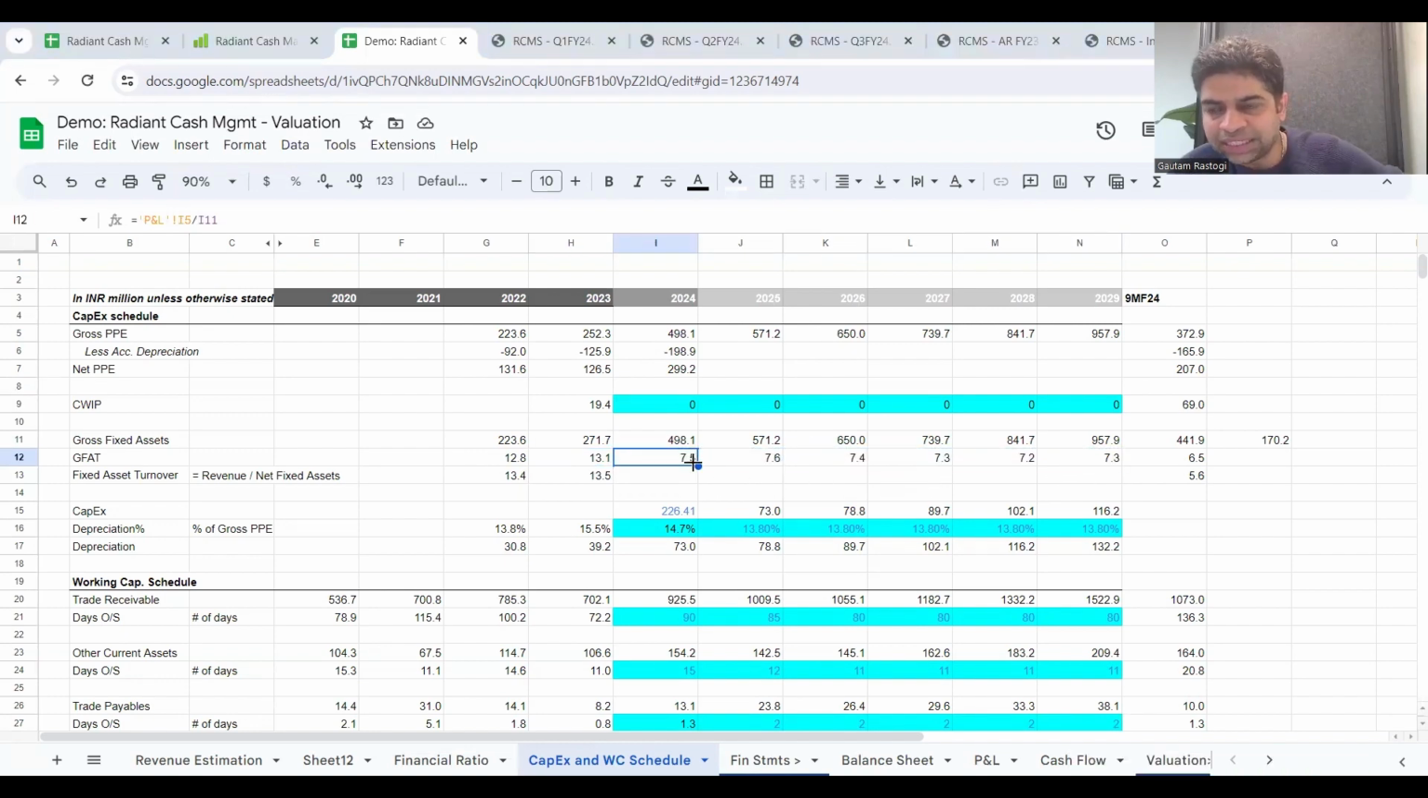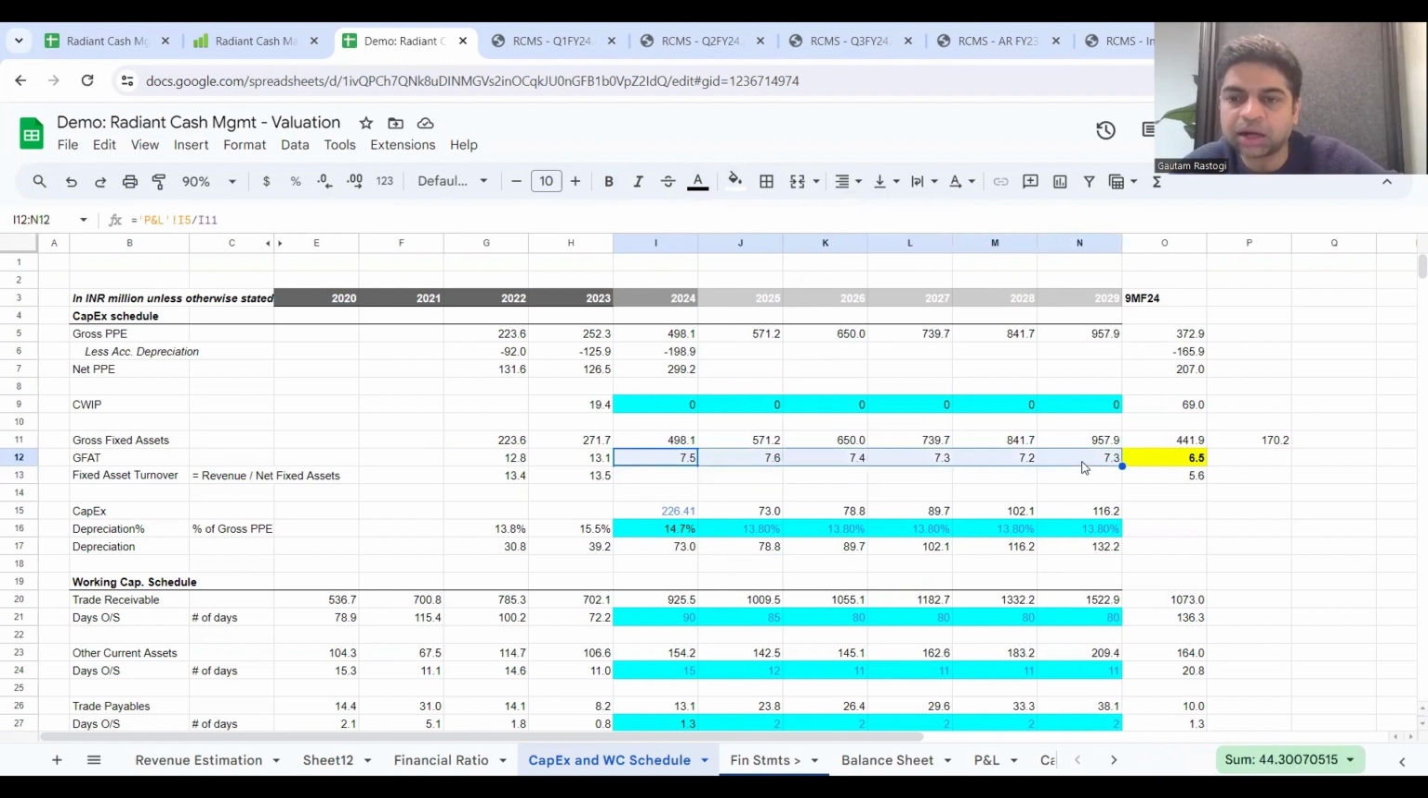So if you see, this number was historically in the range of 12-13. Abhi this number has dropped to 6.5 in the 9 months of FY24. So based upon our assumptions, this number would increase to 7.5. So what it tells me is that our capex assumptions may be a little aggressive. We may have assumed more capex than we need to. So we can always adjust it later.